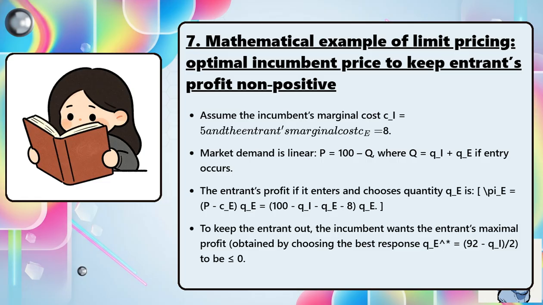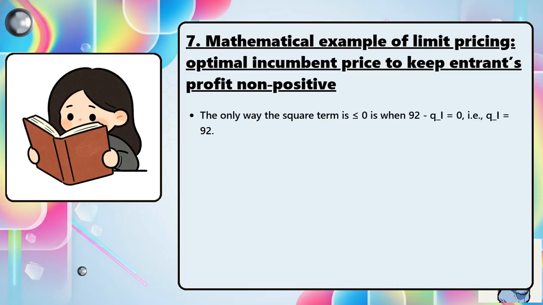To keep the entrant out, the incumbent wants the entrant's maximal profit, obtained by choosing the best response Q_E star equals (92 minus Q_I) divided by 2, to be less than or equal to 0. Substituting, we get pi_E max equals (92 minus Q_I) squared divided by 4 less than or equal to 0. The only way the square term is less than or equal to 0 is when 92 minus Q_I equals 0. That is, Q_I equals 92.